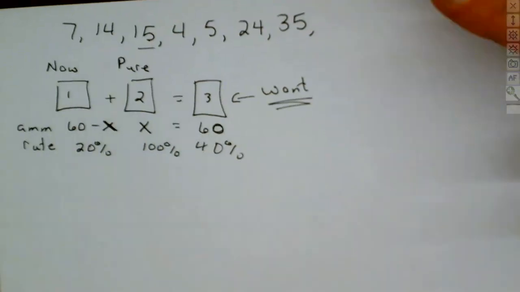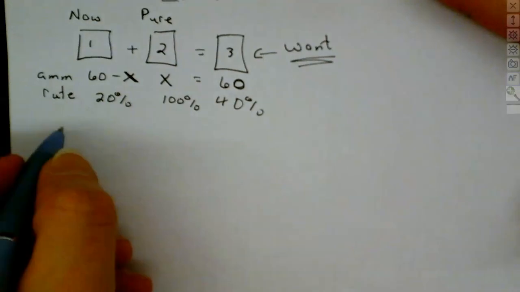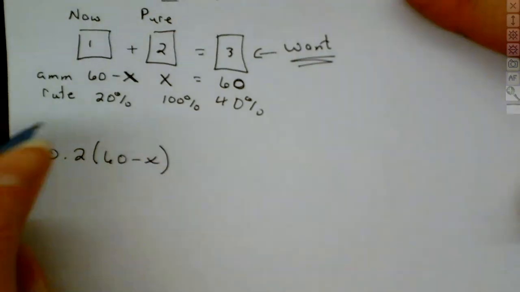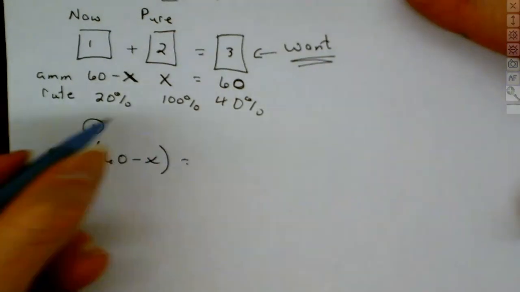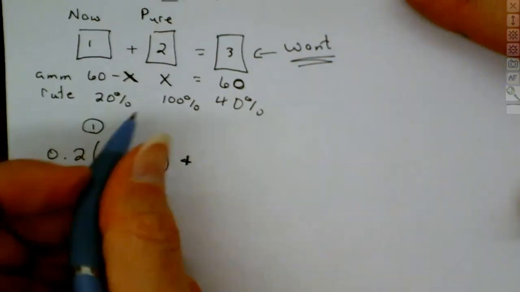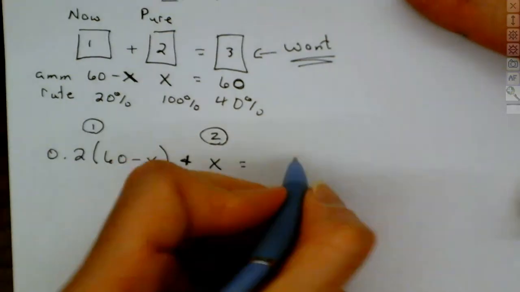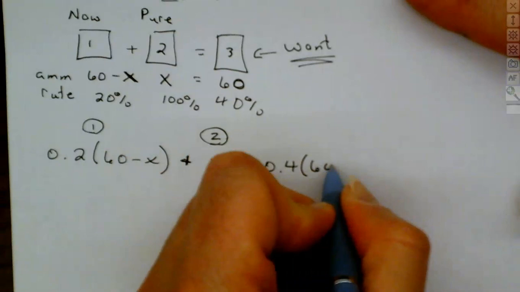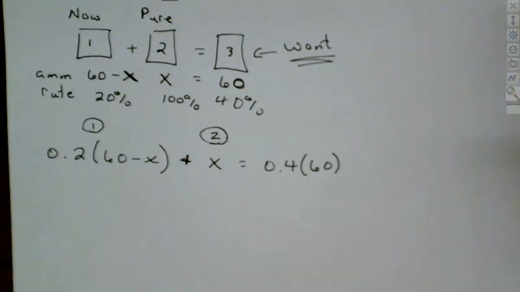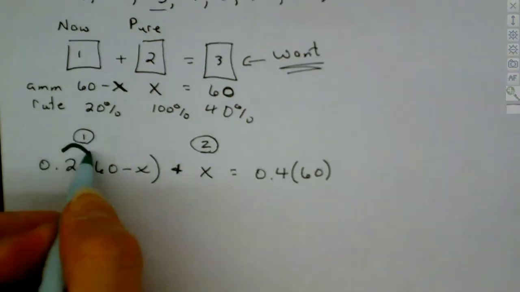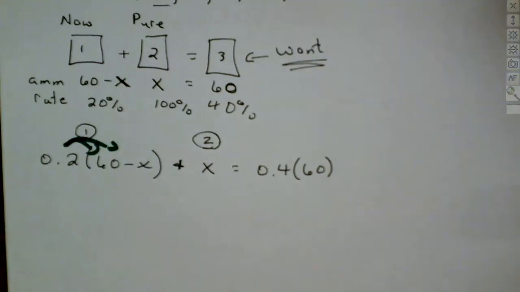60. Okay. Now we're going to build our equation. So it would be 0.2 times 60 minus X. That's your first one. Those just go together. Plus 1x, or just an x, because that's your second one, 100%. That is going to equal 0.4 times 60. Distribute through. So if I distribute through, I've got 0.2 times 60.